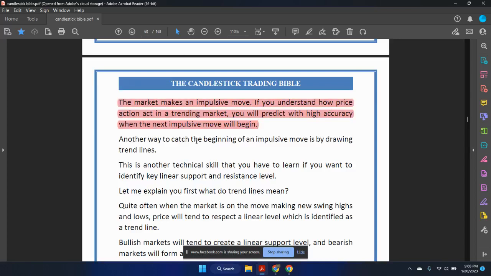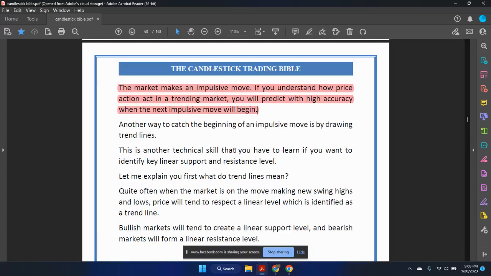It says another way to catch the beginning of an impulsive move is by drawing trend lines. I want us to go and identify some support and resistance levels first before we get into trend lines. It says this is another technical skill that you will have to learn if you want to identify key linear support and resistance levels. So starting off, you want to learn the trend line.